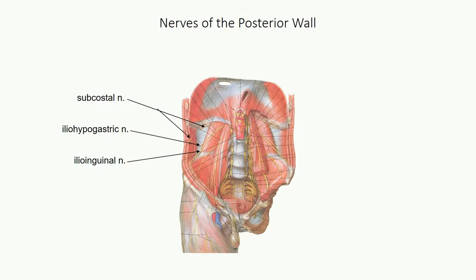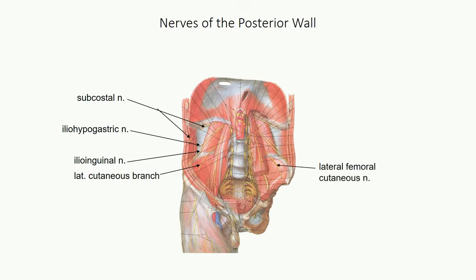Ilioinguinal is going to again pierce through the three muscular layers, similar to the previous two nerves that we talked about, and then end up in the hypogastric region as the name implies. So again, segmental motor innervation to the oblique musculature, as well as sensory information to this lower portion of the abdomen. Next on our list is a nerve that we've already identified.